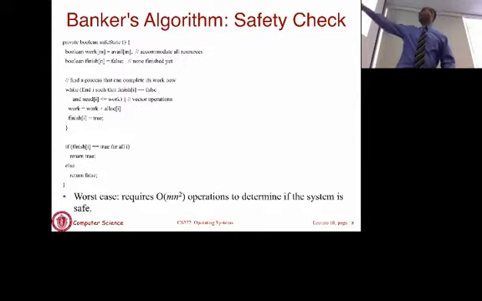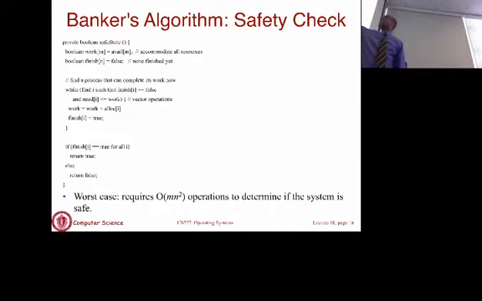Okay, so this is still an expensive algorithm. It can require order of m times n squared. That's the complexity. N is the number of processes, m is the number of resources. So quadratic complexity. With lots of threads and lots of processes, this algorithm is going to take a long time.